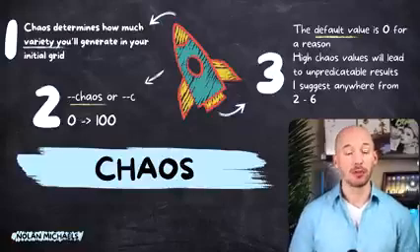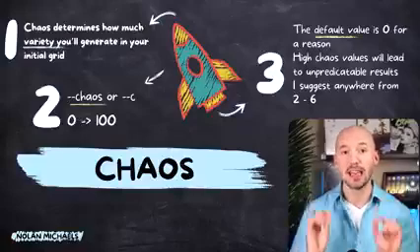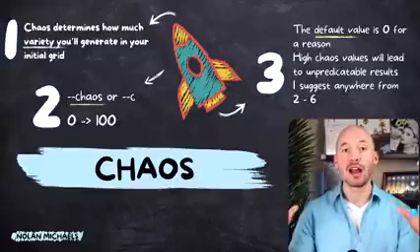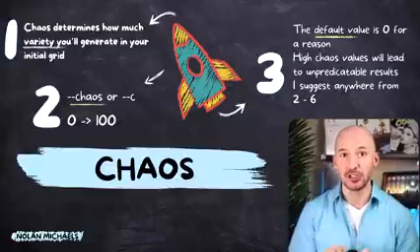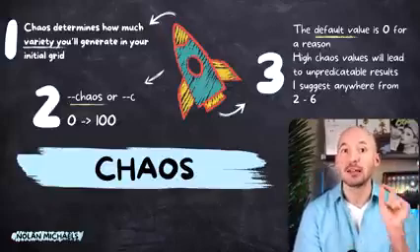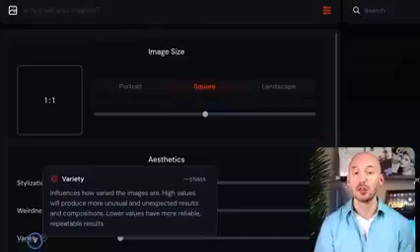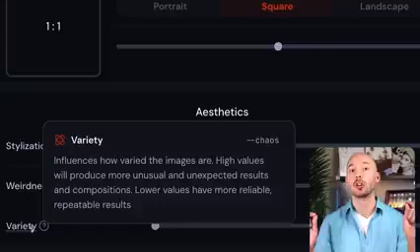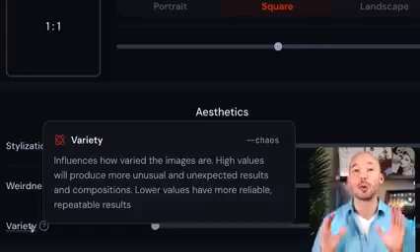The next big parameter that you're going to want to know about is called the chaos parameter. And this one is extra powerful because it determines how much variety you're going to get within your generations, as in within the grid of images that MidJourney generates for your prompt. You can find it in your settings as well under variety. High values will produce more unusual and unexpected results, while lower values have more reliable, repeatable results.